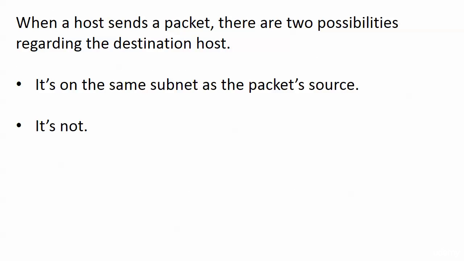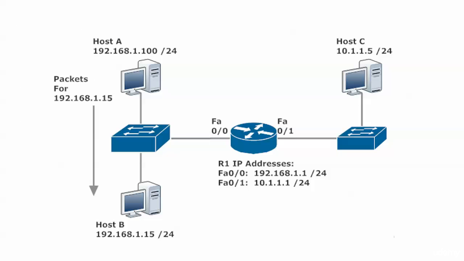First, from the point of view of the host. Now, when the host sends a packet, there are two possibilities regarding the destination host. It's either on the same subnet as that packet source, or it's not. Not to be a smart aleck, but those are the only two choices. It's either on the same subnet or it's not. And that does impact how the packet is handled.